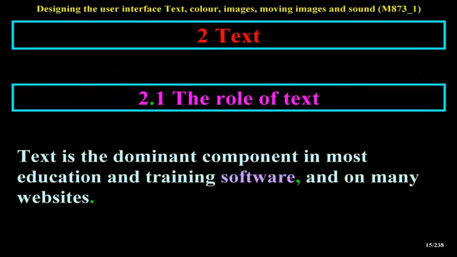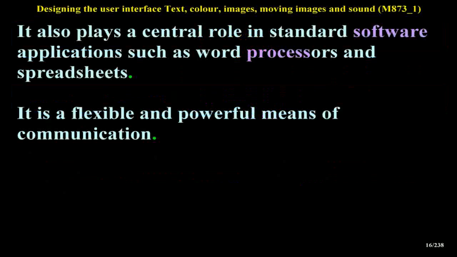2. Text. 2.1 The role of text. Text is the dominant component in most education and training software, and on many websites. It also plays a central role in standard software applications such as word processors and spreadsheets. It is a flexible and powerful means of communication.